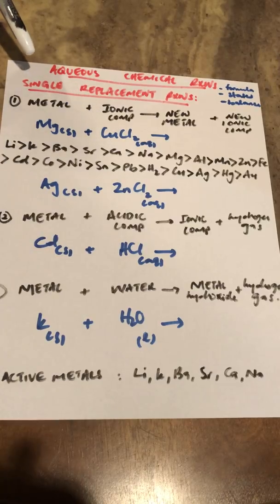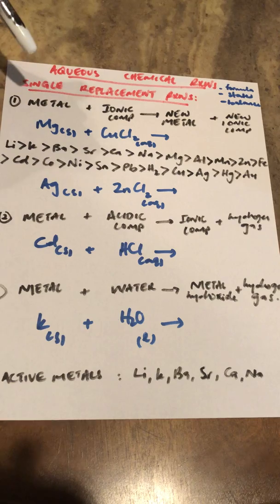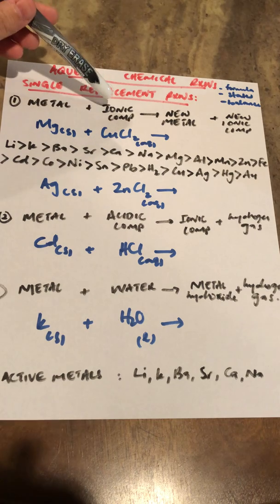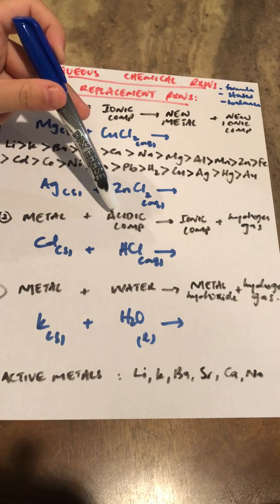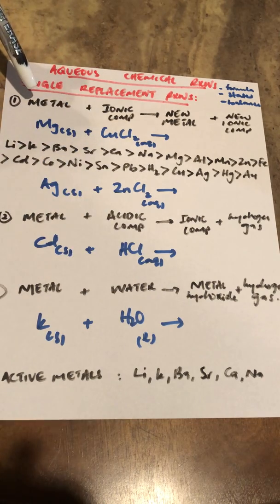Now let's start off first of all with single replacement reactions. As we can tell, there are three types of single replacement reactions. The main difference between the three types is the fact that a reactive metal reacts with either a soluble ionic compound, or an acidic compound, or water. Okay? Now we're going to start with the first type so that we can understand the basics and the mechanism of how everything works, and then we'll go over the other two types.